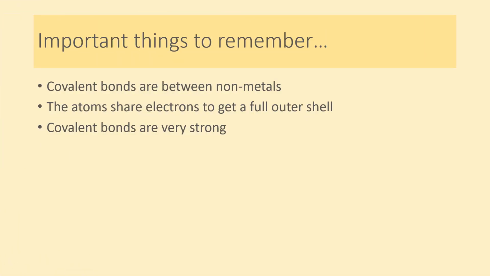So, some important things to remember. Covalent bonds are between non-metals. We can't get a metal and a non-metal, it's got to be between non-metals. The atoms share electrons to get a full outer shell. And the covalent bonds themselves are very, very strong.